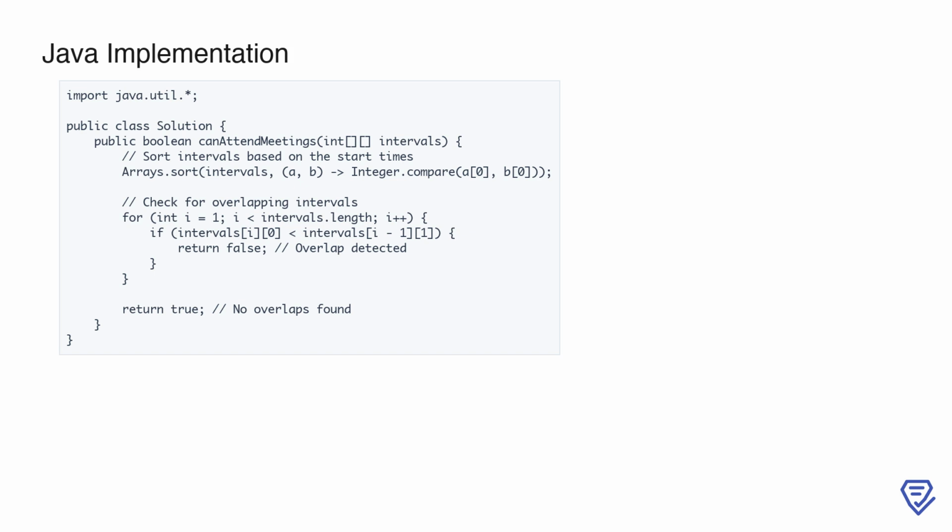Java requires explicit handling of type declarations, and the 2D intervals array is represented as int[][]. Unlike Python's dynamic lists, Java uses fixed arrays and utility methods like Arrays.sort for sorting. The method returns true if no overlaps are found, otherwise false.